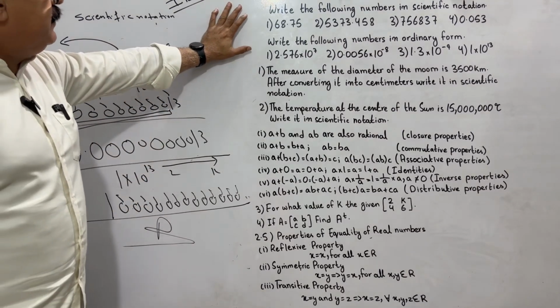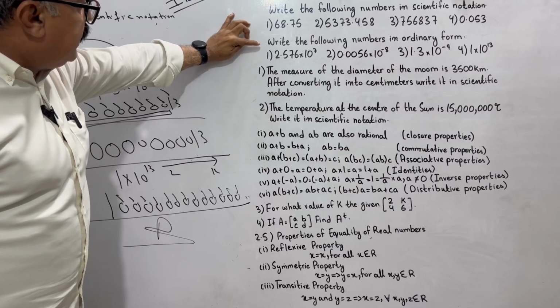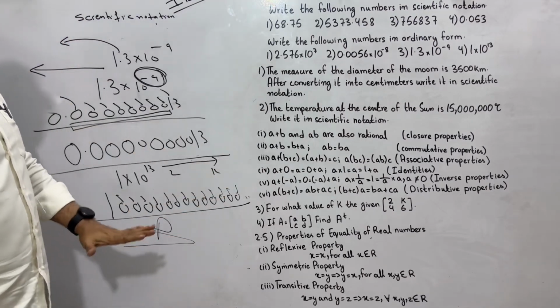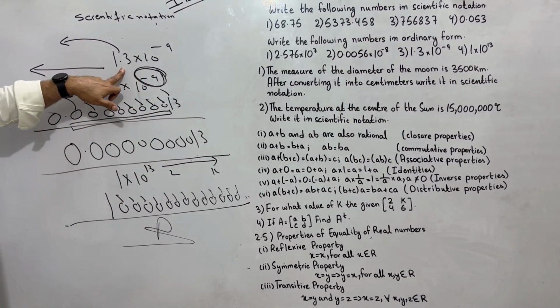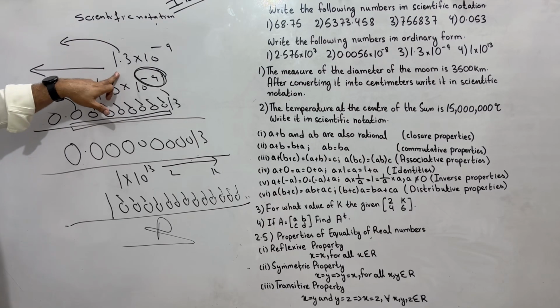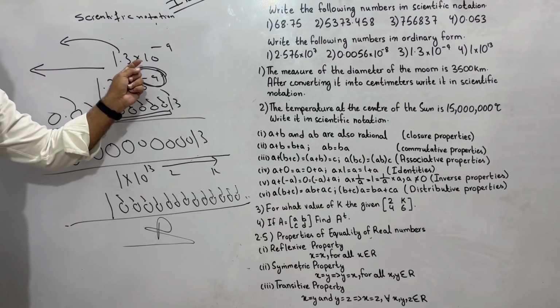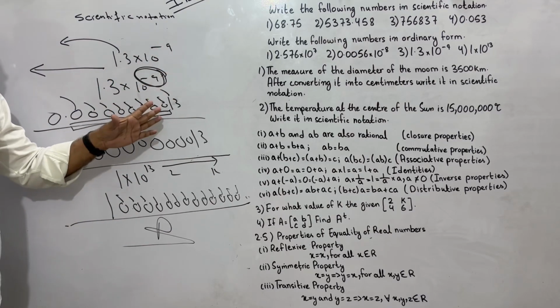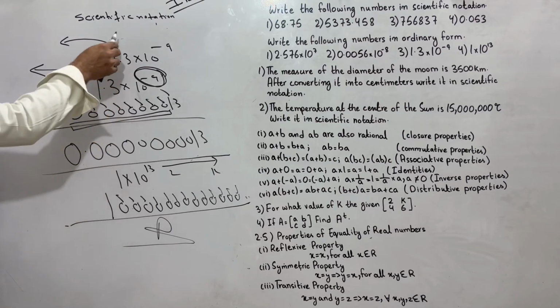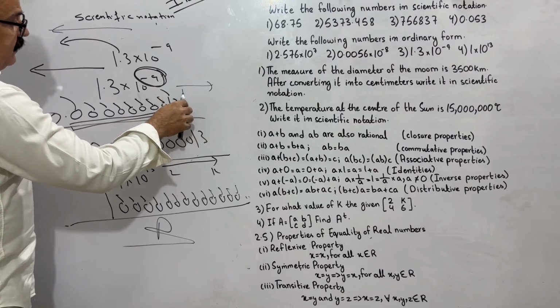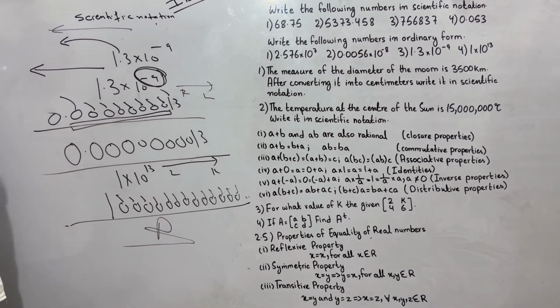We have discussed both forms: ordinary to scientific and scientific to ordinary. Scientific means that after the first non-zero digit, the decimal must be placed. While in ordinary form, we have to get rid of the 10 raised to any power. If the power is negative, the decimal has to travel from right to left. If the power is positive, the decimal travels from left to right, when we have to get rid of 10 raised to something.